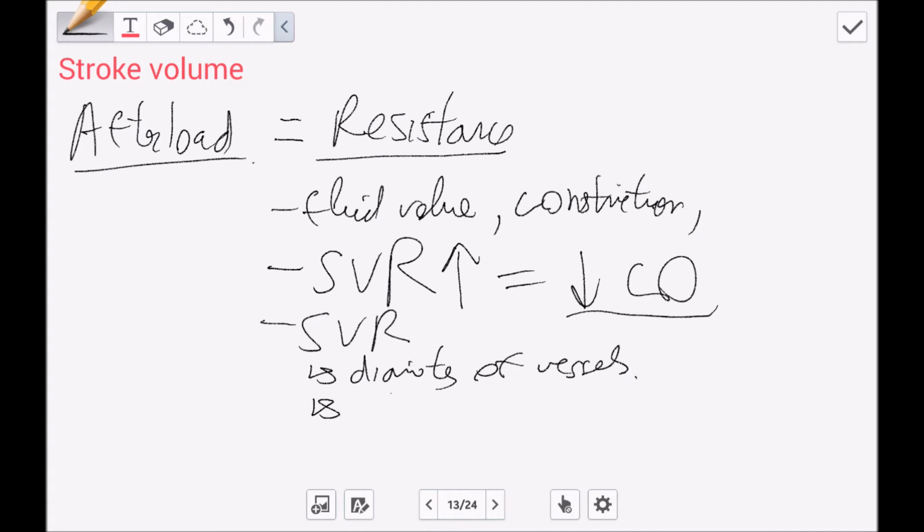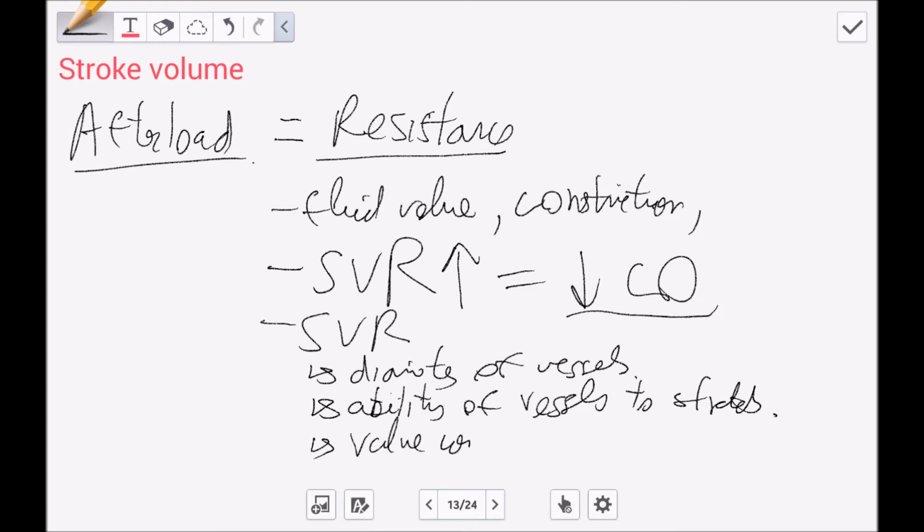It's affected by the ability of the vessels to stretch. And it's also affected by how competent the valves are, so valve competence.